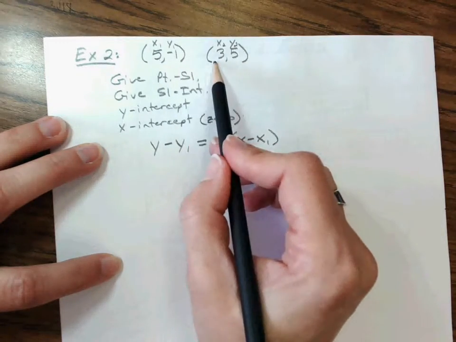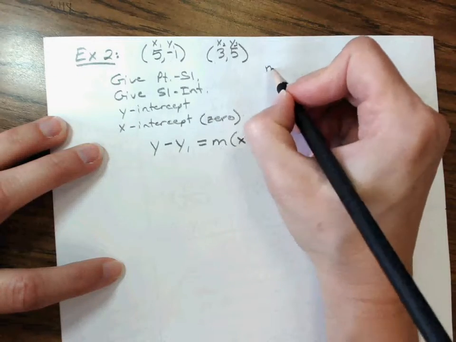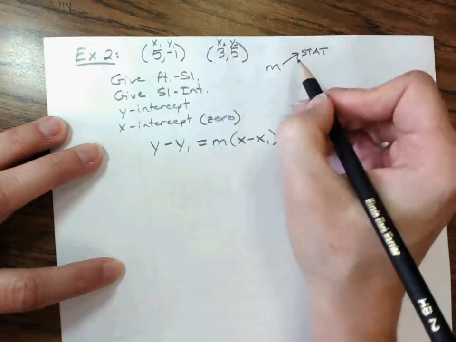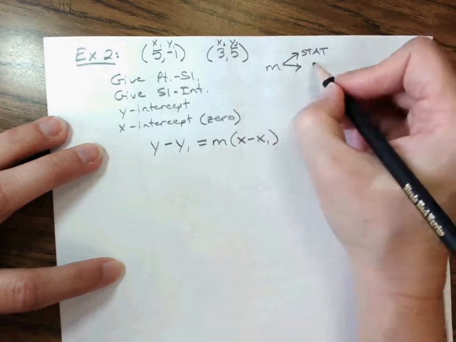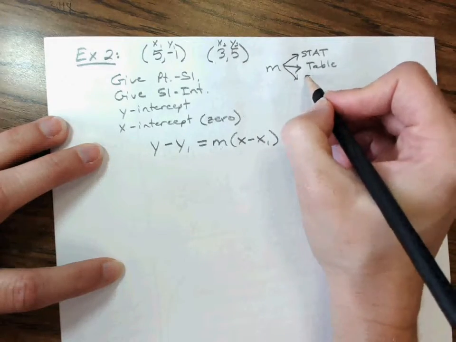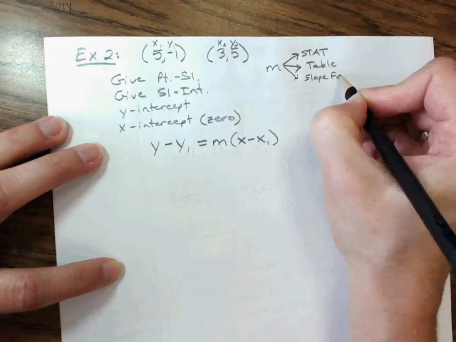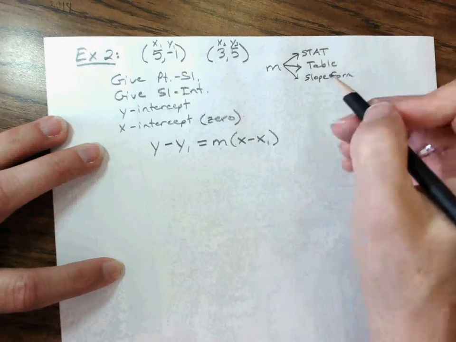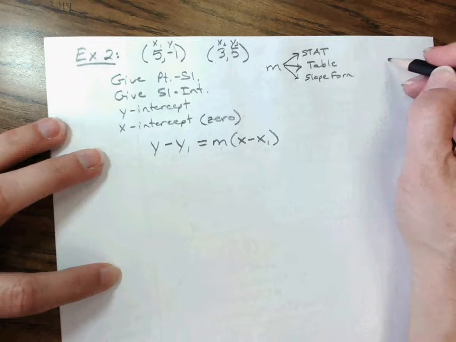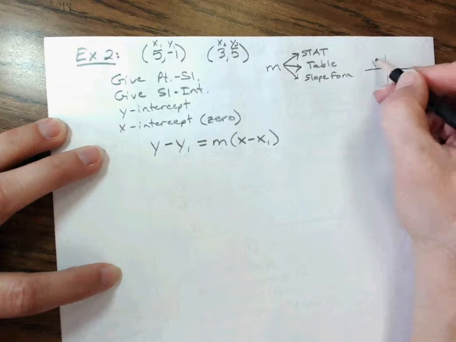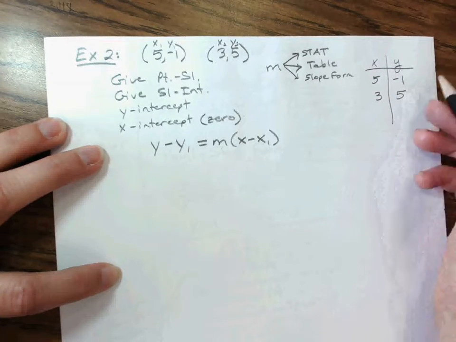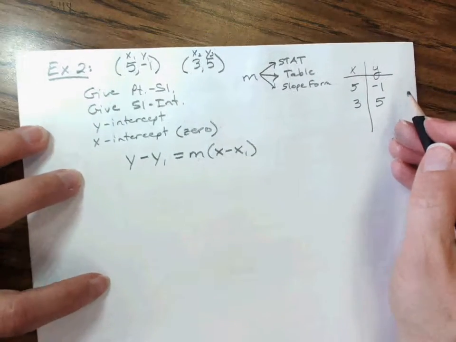So for 2 points, there are 3 different ways I can think of to find the slope. I can either put those 2 points in stat and have it give me the slope. I can create a table, or I can use the slope formula that we talked about at the very beginning. Okay? So you go ahead and pick your favorite way and go ahead and find the slope. I am going to use a table to find my slope because I think that's probably the fastest for me. So I'm going to put my points in a table.